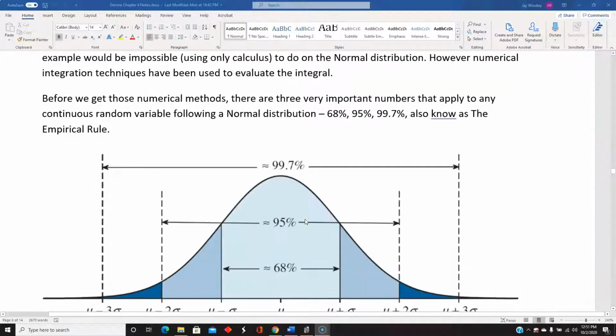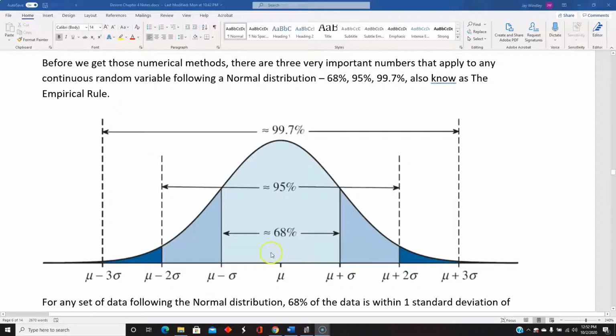So because there's no closed form of the CDF, there's a couple important numbers that are usually memorized about the normal distribution, and that's the 68, 95, 99.7 rule, which is sometimes referred to as the empirical rule. So in any set of data following a normal distribution, whether it's the heights of adult males or SAT scores or whatever, 68% of the data will be within one standard deviation of the mean. And when we say within, that means from one standard deviation below the mean to one standard deviation above the mean.